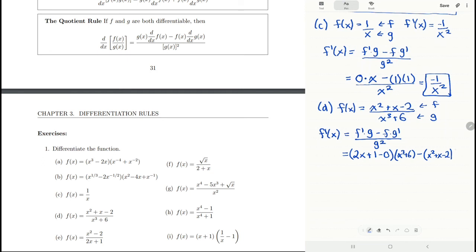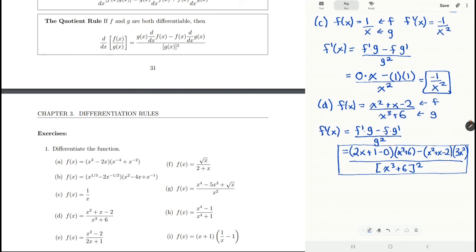So the derivative of g, which is 3x squared plus 0. So we don't have to write the plus 0 at the end. And then this is all divided by g squared. So that is x cubed plus 6 squared. And here we can just leave our derivative without simplifying. Later on, it may be useful to simplify our derivatives, but for now, we'll just focus on applying the rules.